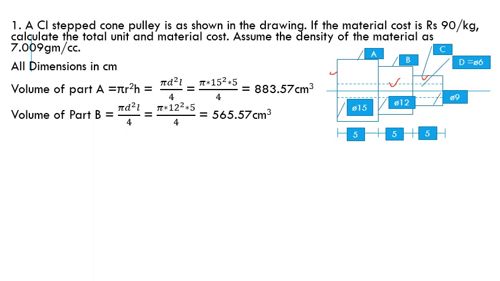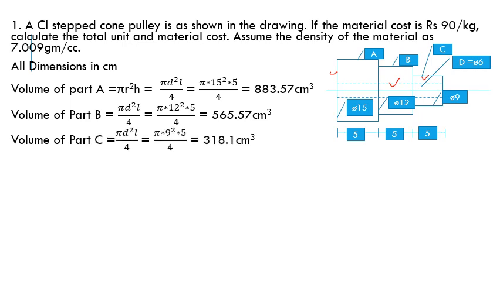How does it look? Again, it's in the shape of a cylinder with the diameter of 12 and a height of 5. So again, let me use the same formula, pi d squared L by 4. Pi into 12 square into 5 divided by 4. I end up with 565.57 centimeter cube. Let me come to third part, part C.